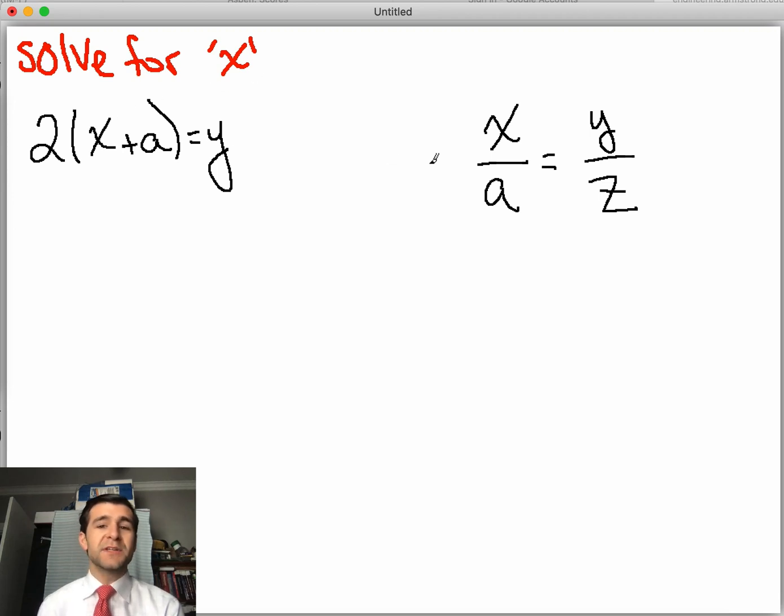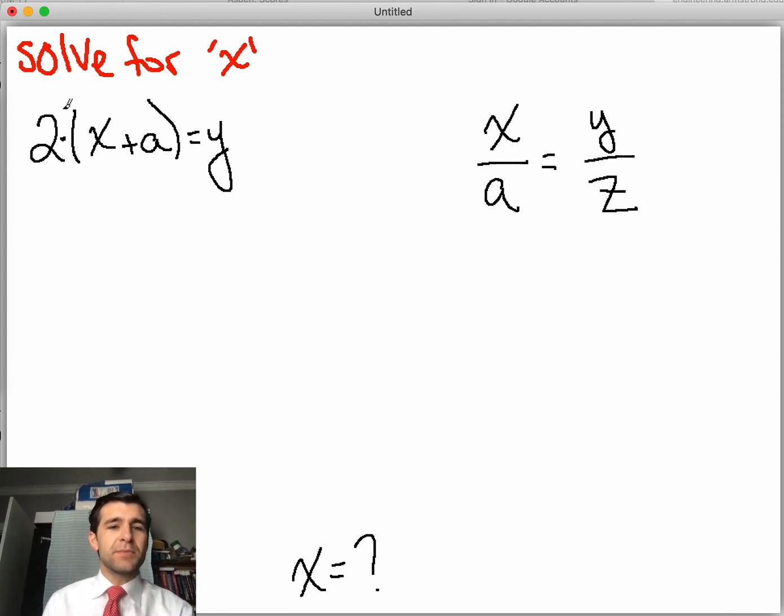Okay, so in all of these problems, you're going to see an x. And in all of the problems, we're going to have x is equal to something below. Okay, so I'm going to work with these first two, and then I'll get to the third in a moment. So in this one to the top left, we have 2 parentheses, x plus a, and when we have parentheses, that means multiply, so there's really a multiplying symbol right here. 2 times x plus a equals y. So we need to isolate for x.